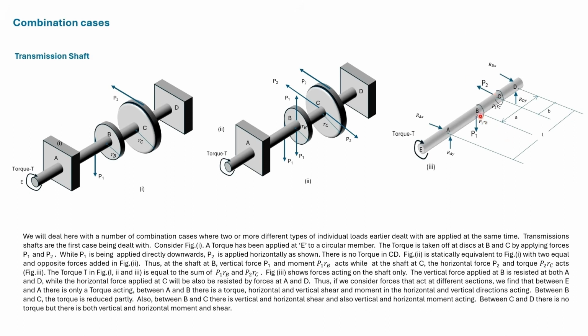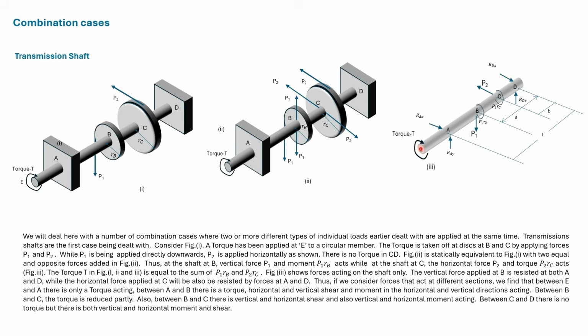Due to the vertical force P1, there will be reactions at A and D. So we get RAY and RDY. Due to the horizontal force P2, also there would be reaction at A and D.